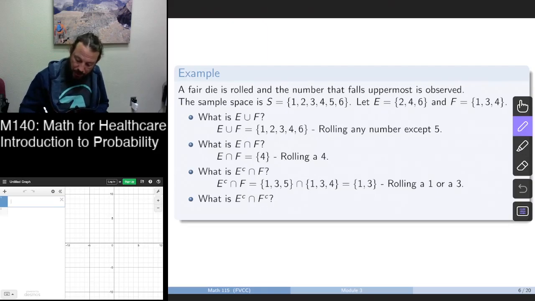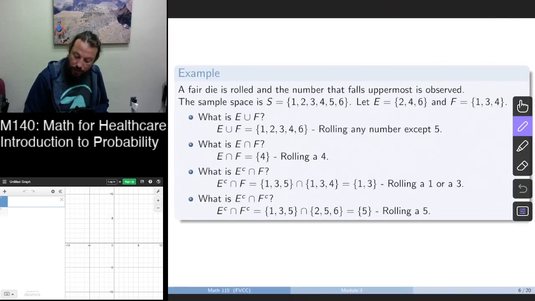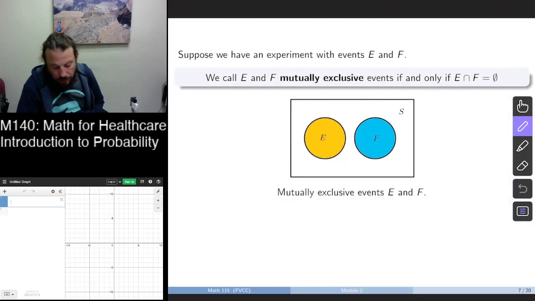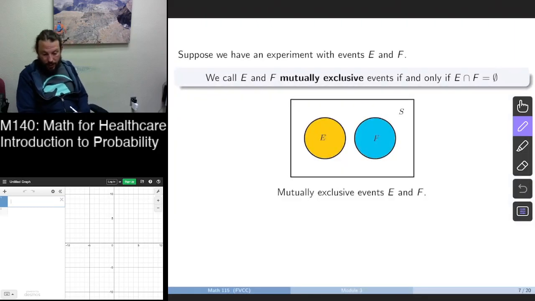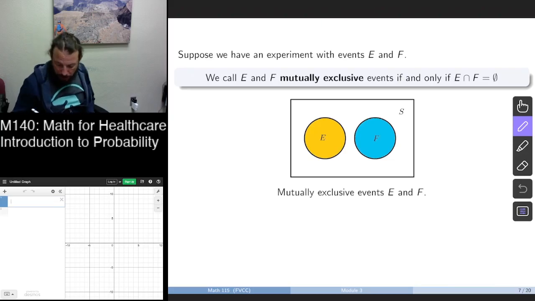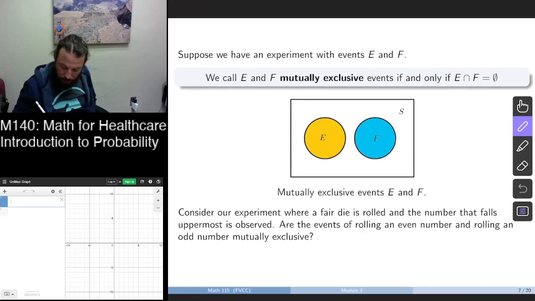E complement intersect F complement, and that is just rolling a 5. Now, suppose we have an experiment with events E and F. We call E and F mutually exclusive if and only if their intersection is empty, meaning they cannot happen at the same time, right? And here's a picture of mutually exclusive events.